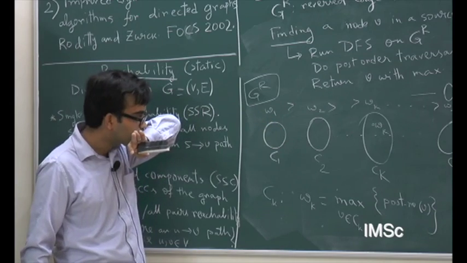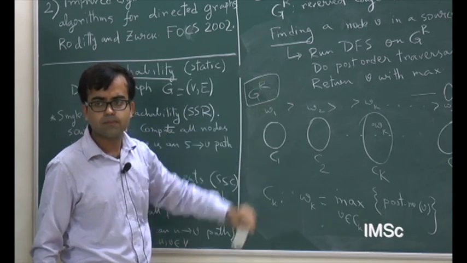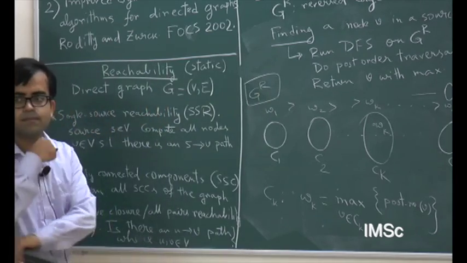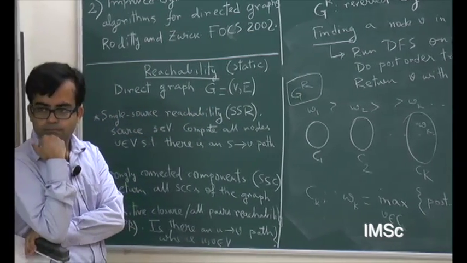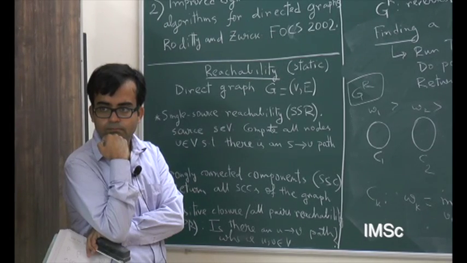For the complete graph, this is not true. Sorry, this is not true. I mean, if I have two sources, suppose C1 and C2 are sources, then W2 might be greater than W1. It depends on the ordering.